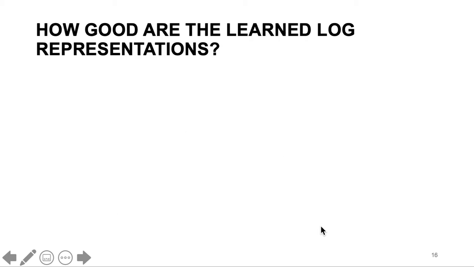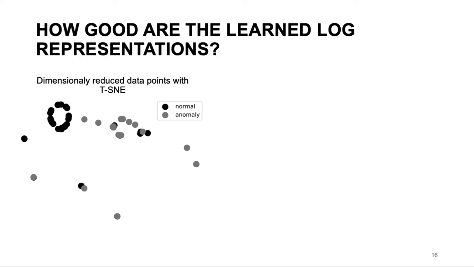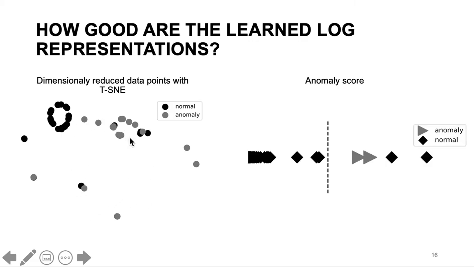In order to conclude the evaluation, we also evaluated how good the learned log representations are. We did dimensionality reduction of these p-dimensional log representations via t-SNE, and we exactly have here what we hoped for. We have the normal data more or less concentrated into a circle, and we have all the anomalies dispersed into the space. Also, when you have a look at the distance, you observe the same.